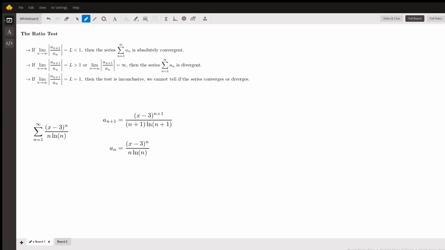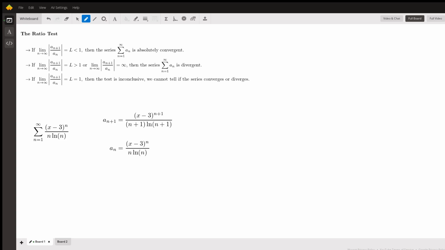Okay, quickly, the big idea behind the ratio test is if the size of your terms are getting smaller as you add more on, then you'll converge. And if your terms are getting larger, then you'll diverge. Obviously, there's some nuance to that, but that's the general idea.